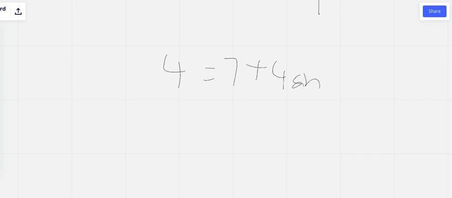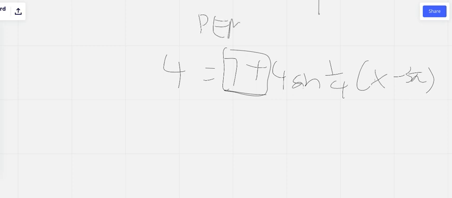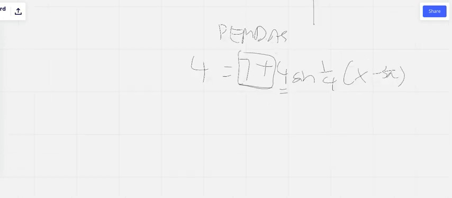The second type of question we learned are something like 4 is equal to 7 plus 4 sine of 1/4 x minus 3 pi, something like that. And what you would like to do is to just get rid of these little pieces that can be used in PEMDAS, and you get rid of the 4 because it is a multiplier. Now you can do sine inverse, and so on and so on.